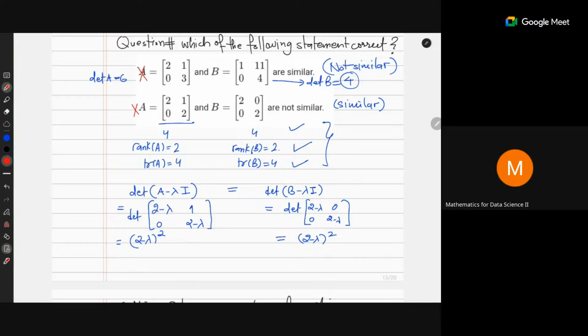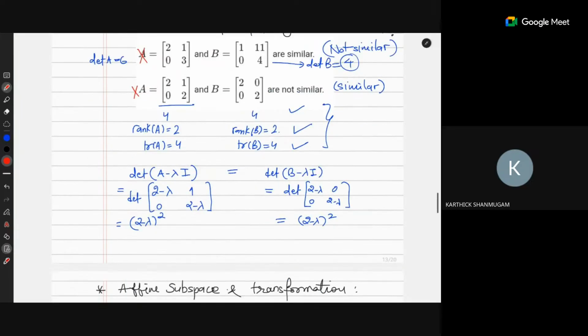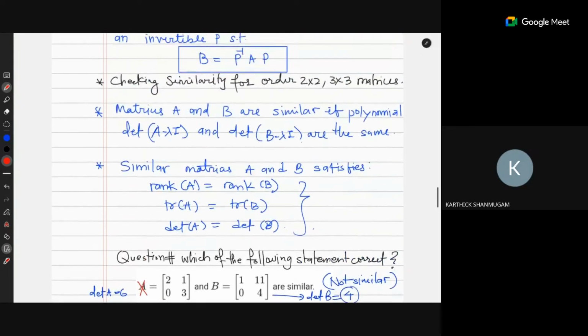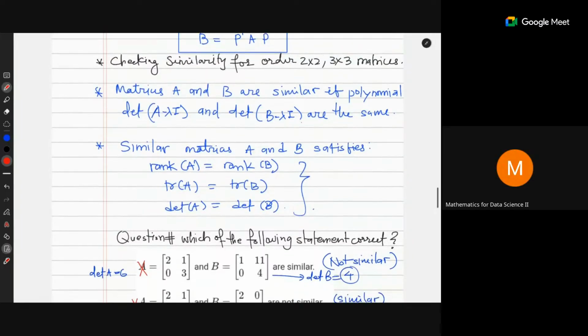All right. So can you scroll up for that condition, sir? So for similarity, if you want to check whether two matrices are similar, you need to calculate these two determinants. These two determinants will give you polynomials of degree 2 or degree 3, depending on the order of the matrix. If these two polynomials turn out to be the same, then they are similar matrices. Otherwise, they are not similar matrices.